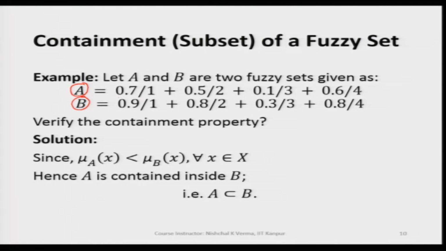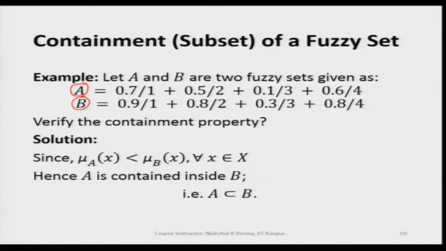Here we have another example, and we see again two discrete fuzzy sets A and B. Just by looking at the generic variable values and their corresponding membership values, we see that mu A x is not less than or equal to mu B for the generic variable value x equal to 3. If we look at the B fuzzy set and A fuzzy set and compare these elements, the generic variable values remain the same, 1, 2, 3, 4 in both the fuzzy sets, but their corresponding membership values are different.